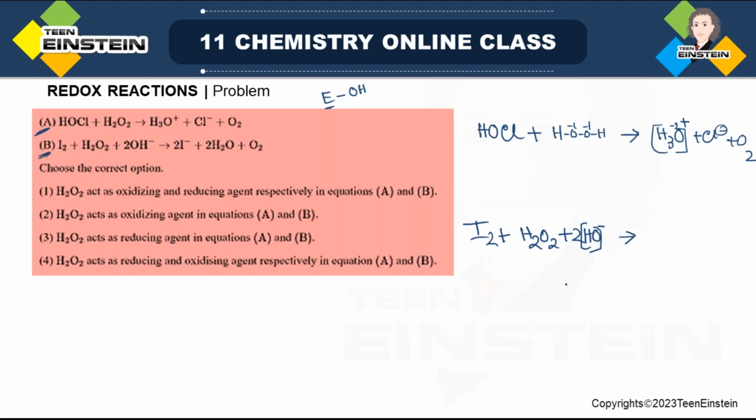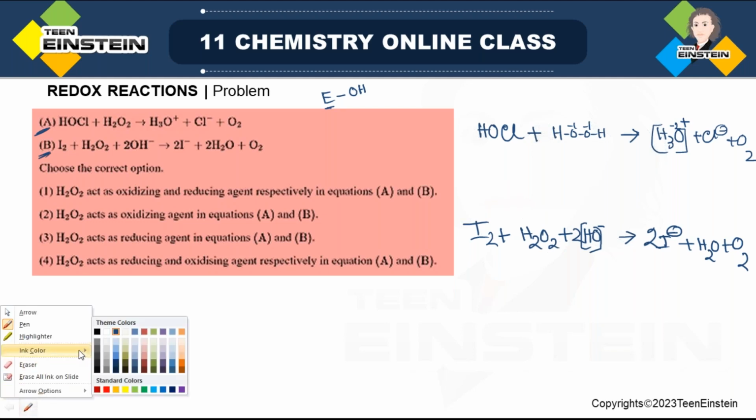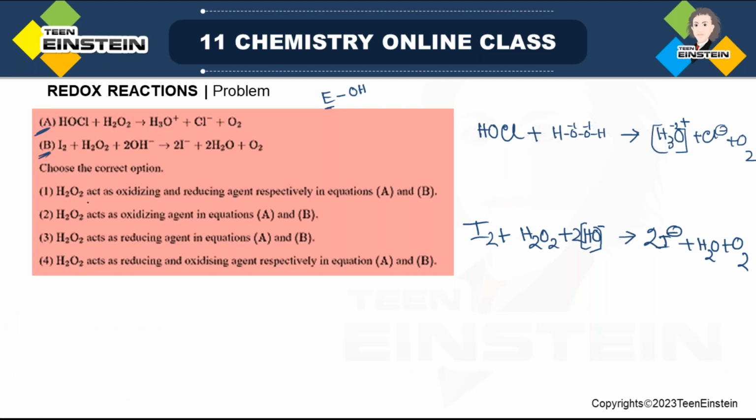So for H it is +1, for oxygen it is -2. +1 -2, 1 negative charge extra. So individually if you see for oxygen, its oxidation state is -2. Then 2 iodide ion, again water and oxygen. Now, as we have to choose the correct option, whether H2O2 is acting as oxidizing or reducing agent in equation A and B.